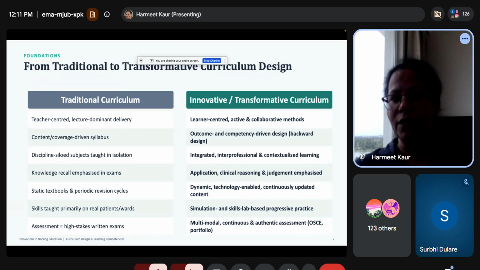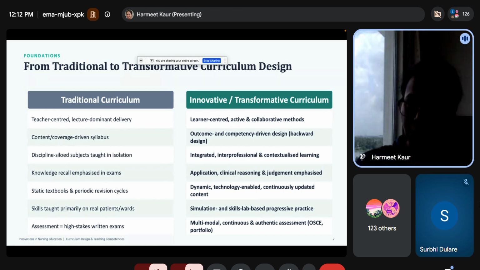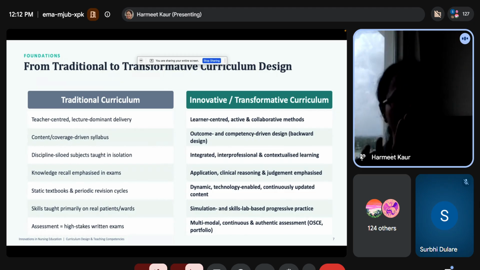So that should be integrated, interprofessional also, because in hospital you are not working in silos. You are working with the team. So interprofessional learning and contextualized learning. Contextualized means different context type of learning. If you are in community, what are you supposed to do? If you are at the home of the people, what are you supposed to do? In hospital, what are you supposed to do?